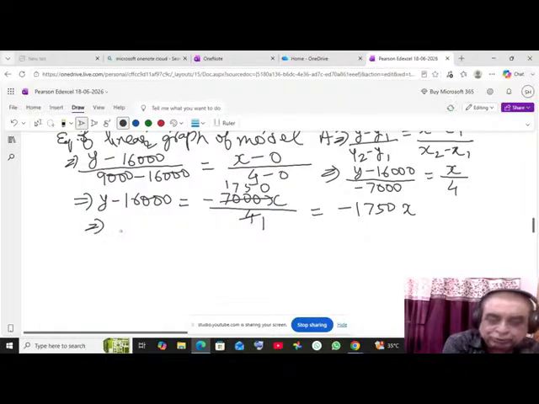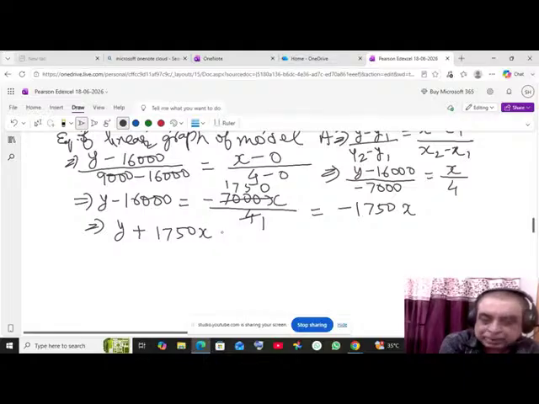Okay, now bring this term minus onto the right side. So, or left side, sorry. So y, minus term coming to the left side becomes plus. So 1,750x minus 16,000 is equals to 0.